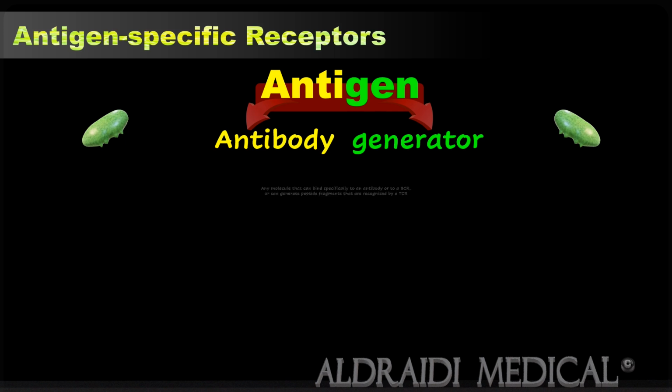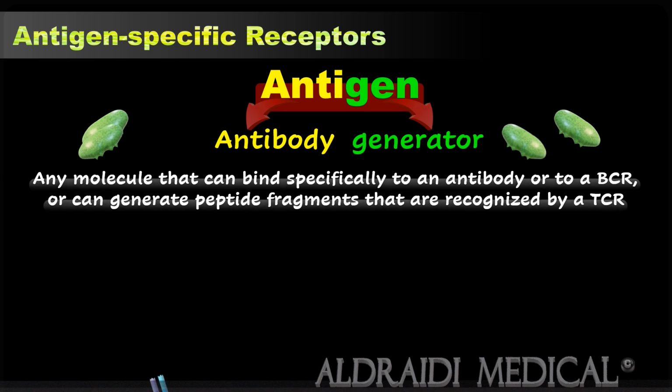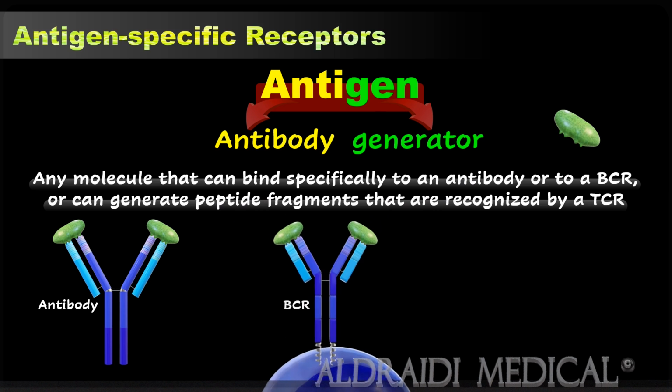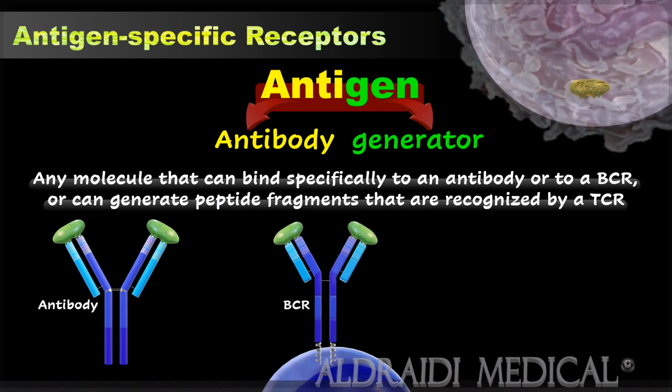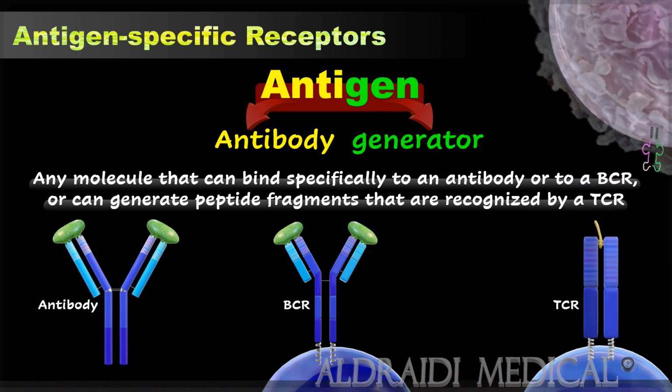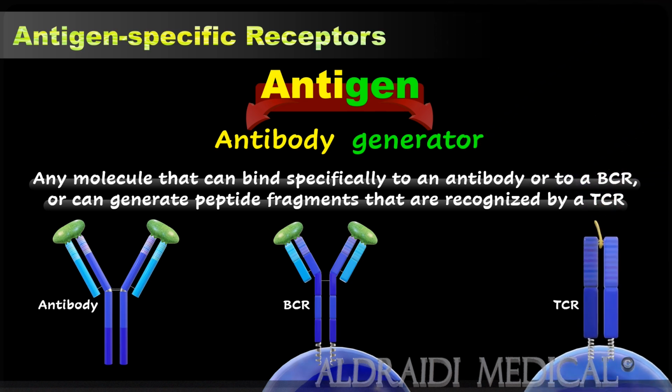Antigen is defined as any molecule that can bind specifically to an antibody or to a B cell receptor, or can generate peptide fragments that are recognized by a T cell receptor. So an antigen could be any substance that can bind to a specific antibody or a lymphocyte receptor and can trigger and initiate an immune response.